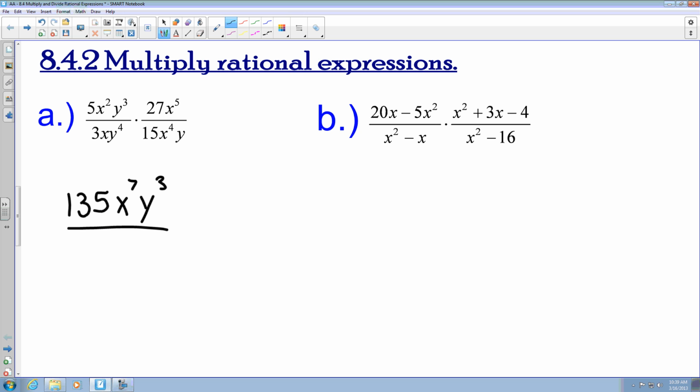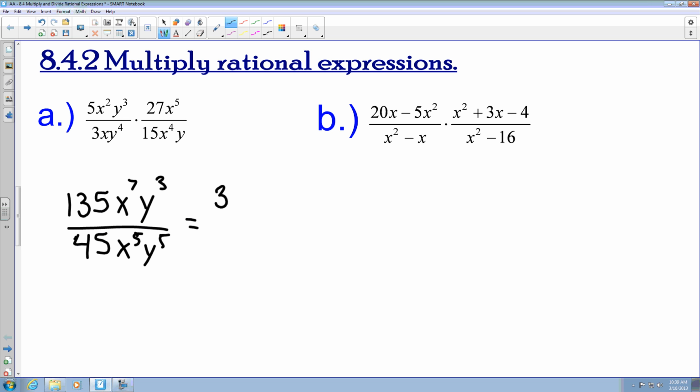Divided by 3 times 15, which is going to give me 45. X times x to the fourth is going to give me x to the fifth. And then y to the fourth times y is going to be y to the fifth. And then this is going to equal, if I take 135 divided by 45, 3.